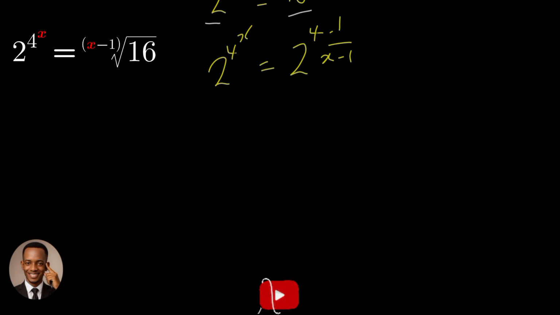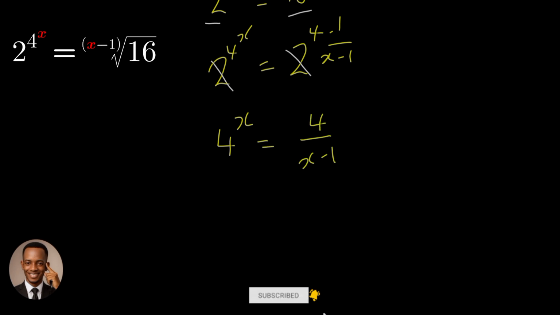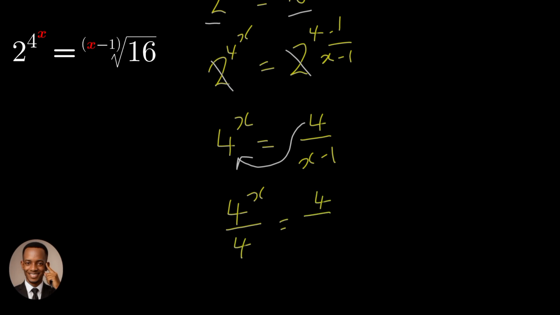Therefore, we can say 2 cancels 2, then we'll be left with 4 to the power of x equals 4 times 1, which gives us 4 all over x minus 1. We can always bring them together. Divide both sides by 4. So we have 4 to the power of x divided by 4. It gives us 4 all over, we can multiply it by 4 times x minus 1. Therefore, we can say 4 cancels 4.